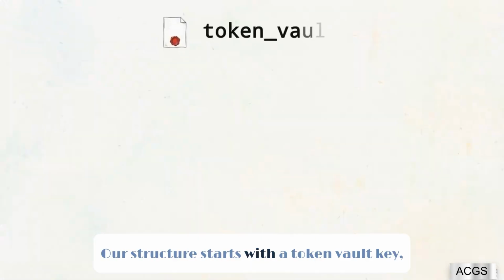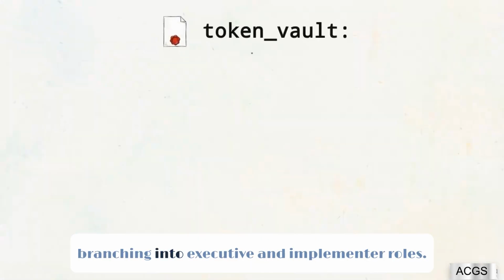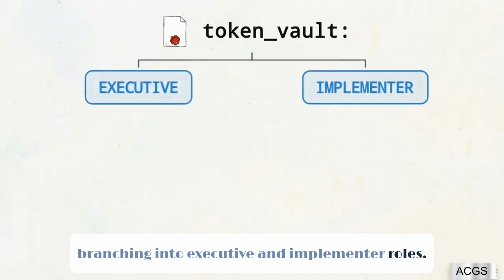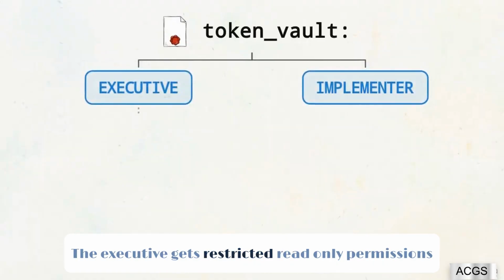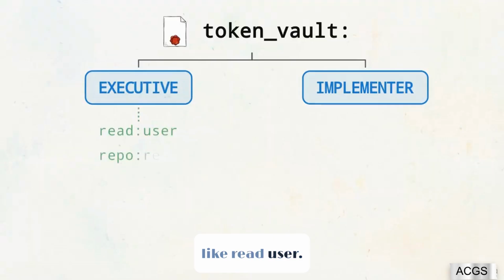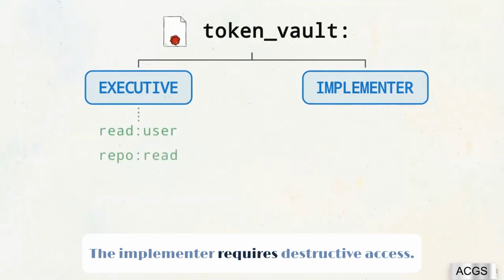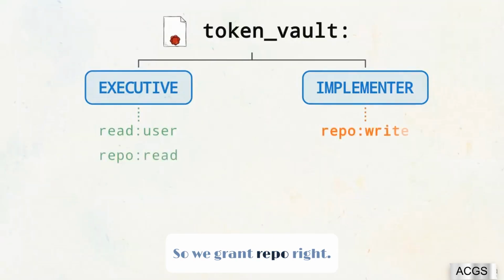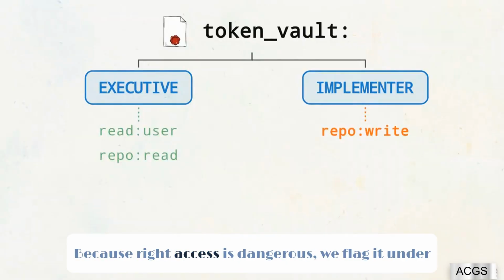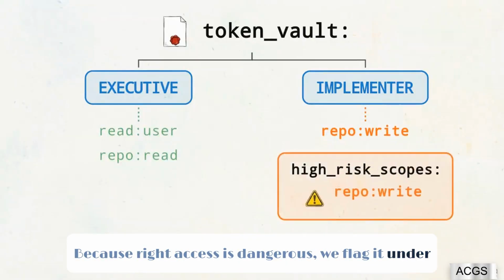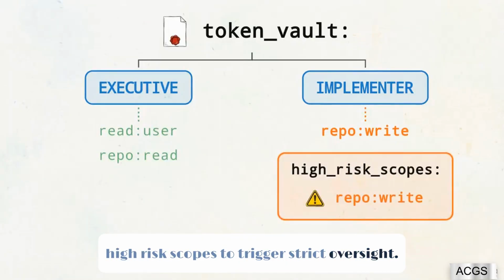Our structure starts with a token vault key, branching into executive and implementer roles. The executive gets restricted read-only permissions, like read user. The implementer requires destructive access, so we grant repo write. Because write access is dangerous, we flag it under high-risk scopes to trigger strict oversight.